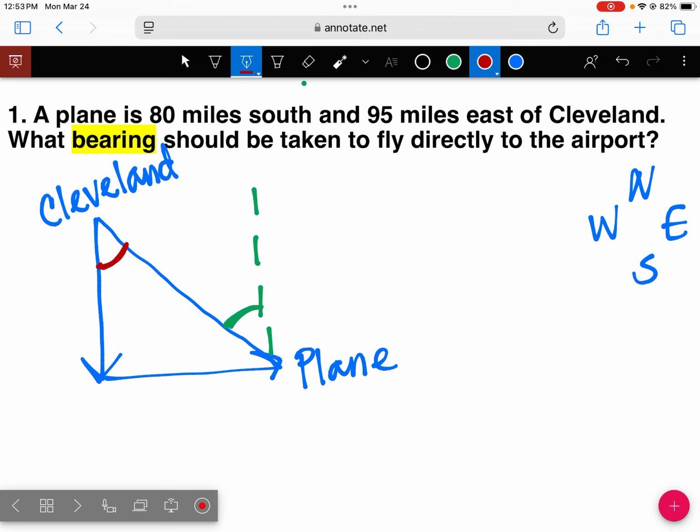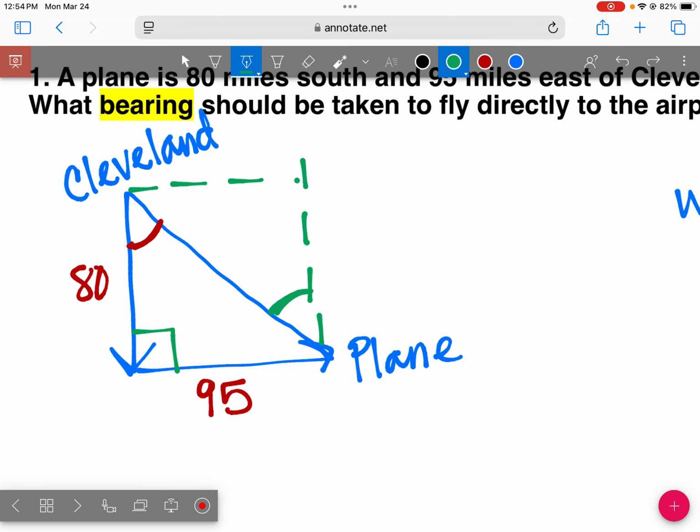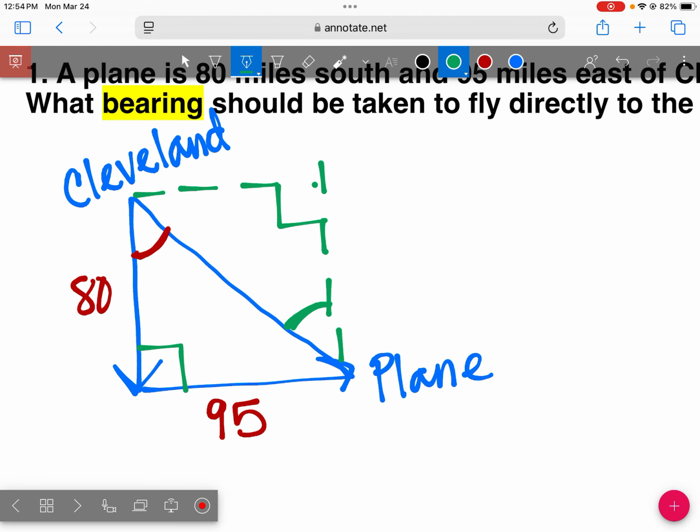So let me go ahead and put my miles. So first we went 80 miles south, and then we went 95 miles east. What is our bearing? Also keep in mind that this is really two rectangles together. Okay, so this is my 90 and so is this. So opposite sides are congruent, so I could put my 80 here and I can also put it here.